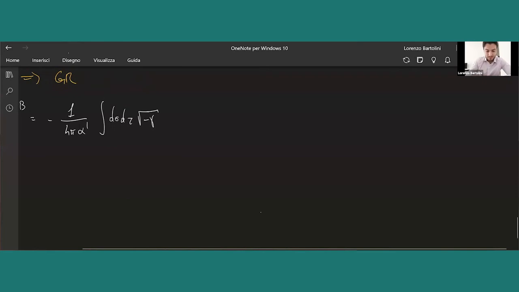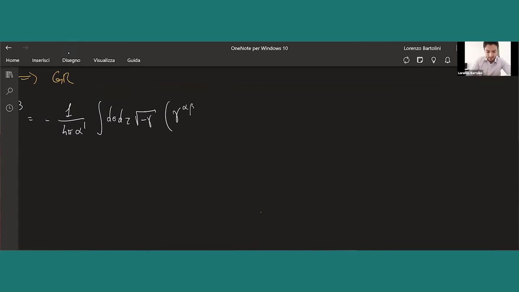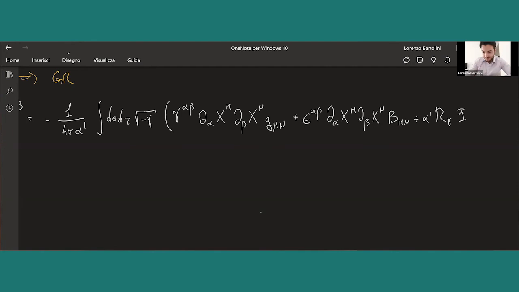And then we have this action. This is the low energy action. I write it without deriving it. And let me use some indices to not mix Greek with Greek. G_MN plus epsilon^alpha beta, d_alpha X^M, d_beta X^N B_MN plus alpha prime R of gamma dilaton.